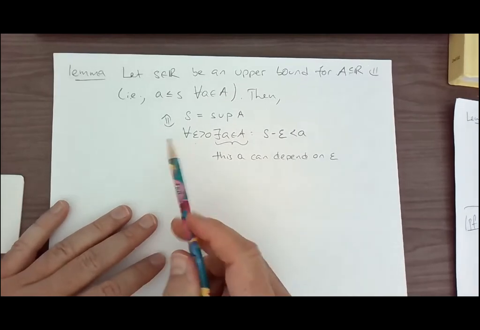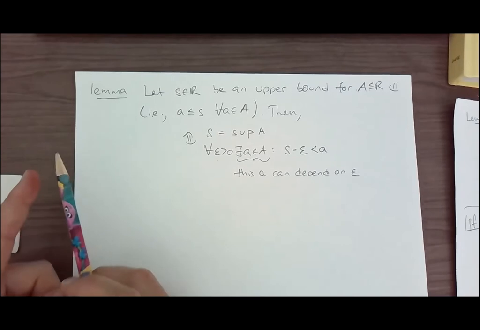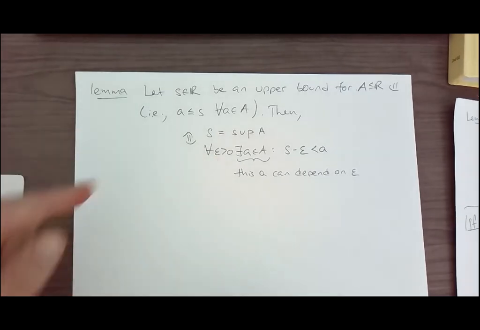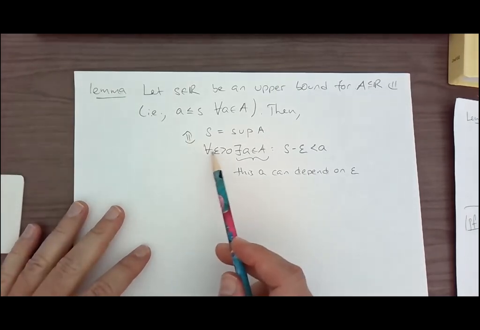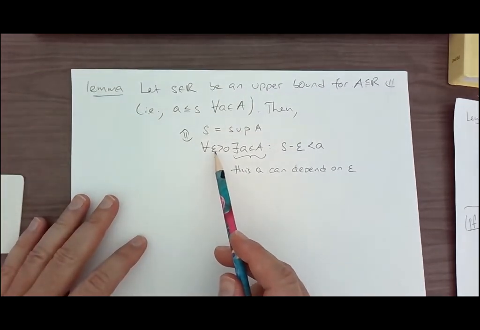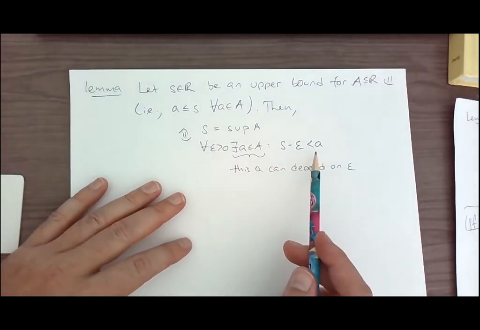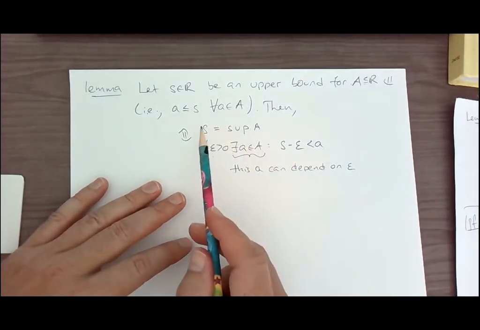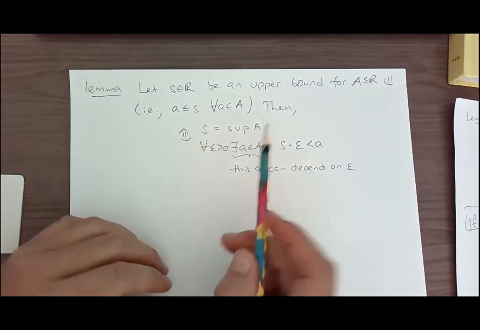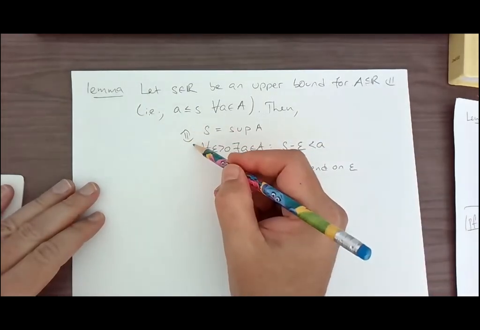When you read quantifiers, you start on the left and read in this direction. So it says, you give me any epsilon, arbitrary, and you can find an A such that this statement holds. This is the same thing as saying that S is not just an upper bound, it's the smallest upper bound.